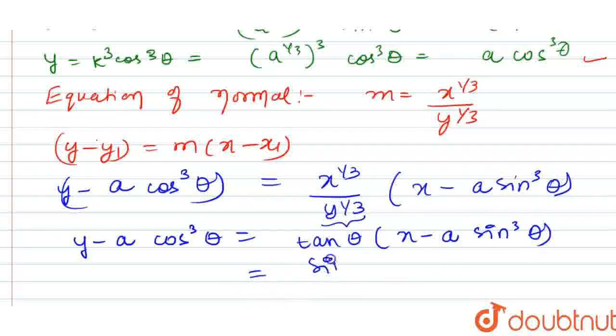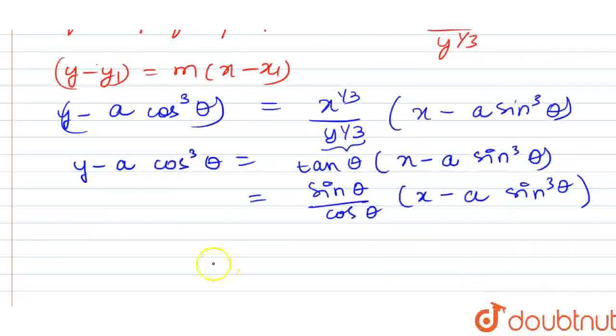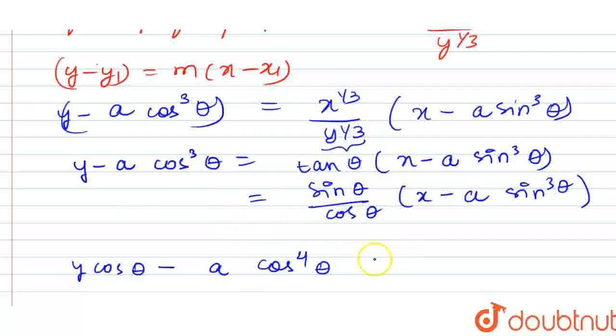And tan theta can also be written as sine theta upon cos theta. So we'll write sine theta upon cos theta into x minus a sine cube theta, right? And all other terms will remain the same. So we multiply cos theta on the left with y minus a cos cube theta, then this will become y cos theta minus a cos to the power 4 theta, right? And on the right hand side we will have x sine theta minus a sine to the power 4 theta, right?